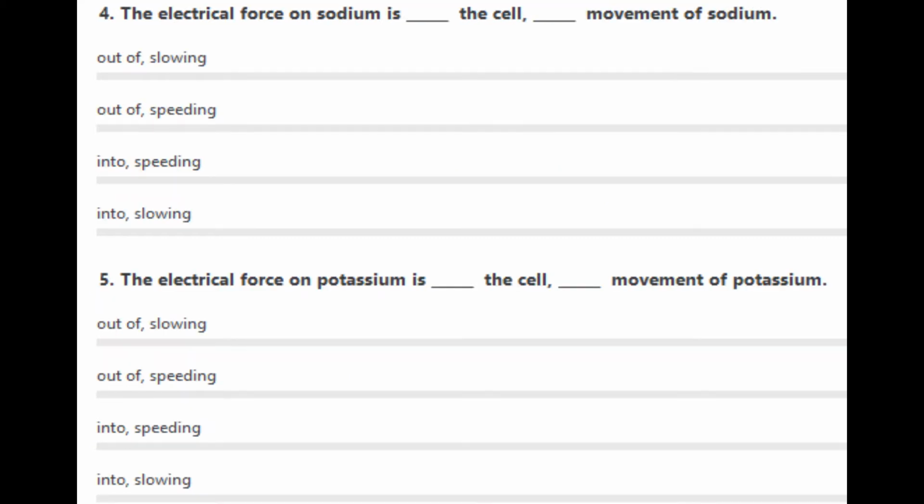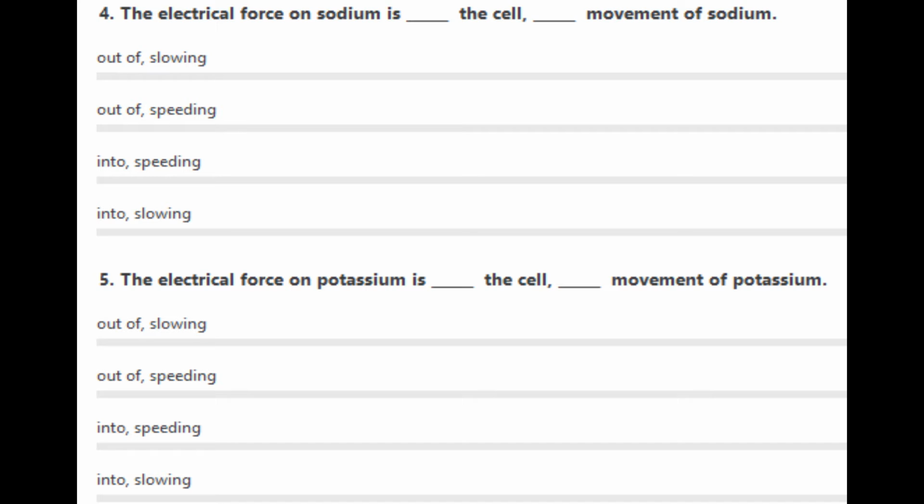Now we get into adding in our electrical forces, right? So we're going to refer back to question 1. Remember the resting membrane potential for our neuron is negative. So when we're thinking about the electrical forces, our first question, question 4, is the electrical force on sodium is blank the cell. Most people got this correct. So our electrical force on sodium, sodium is a cation, sodium is positively charged. Our resting membrane potential is negative. So our sodium, the electrical force, is into the cell towards that negative charge because opposite charges attract.